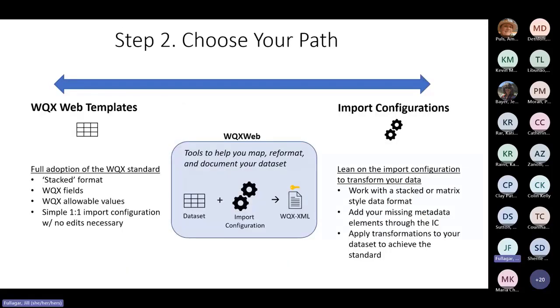The second step then is choosing your path. So do you have your data in a format that already matches the WQX standard and you have web templates that you want to use? Is your data in some other format and you need to use those import configurations to match it up with that WQX standard and then submit it that way?